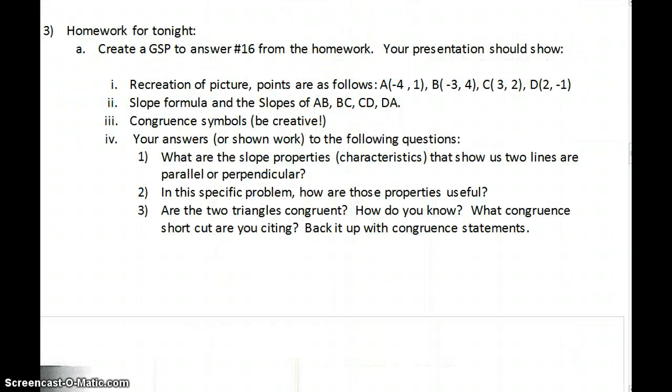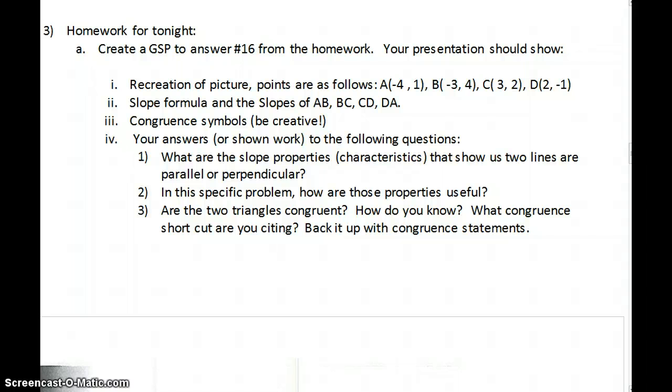Again, the homework for tonight is going to be to use GSP to answer these questions. You need to recreate the picture using the points as follows. You need to make sure you show the slope formula and find all the slopes of the segments in question. Your picture should include congruent symbols, which may not be that easy to show on GSP, but please be creative.